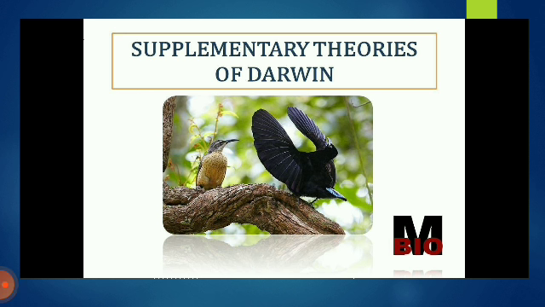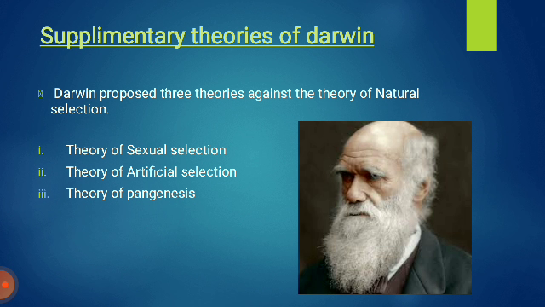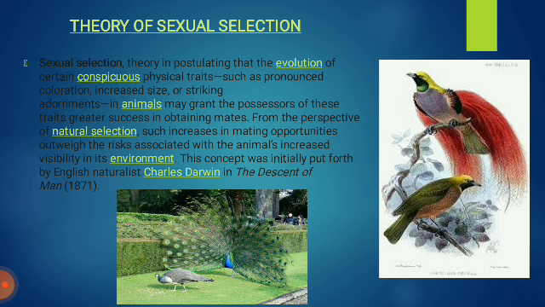Today I present the topic Supplementary Theories of Darwin. Darwin proposed three theories supplementing the theory of natural selection. The first is the theory of sexual selection. The next one is the theory of artificial selection. And the third and last one is the theory of pangenesis. Here I show a picture of Darwin. Now let's start with the first theory, sexual selection.